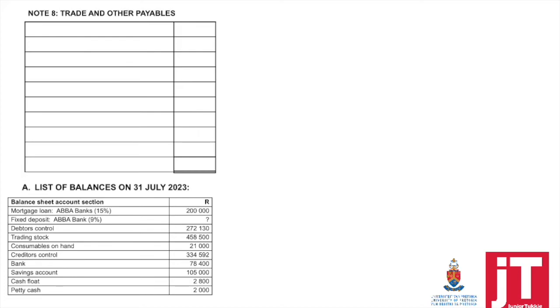Now we're looking at trade and other payables. So what forms part of trade and other payables? You need to look at the list of balances. The first one is creditors control. And you write it in brackets because you don't know if there's an adjustment and we need to change that.